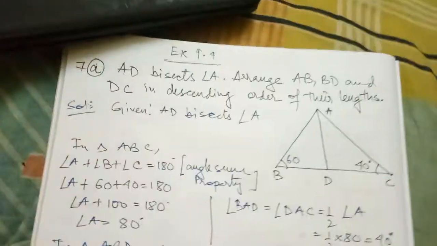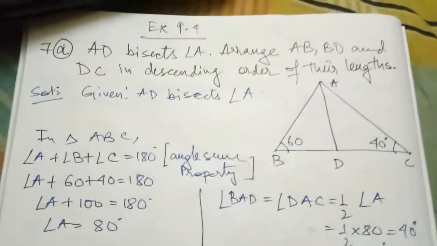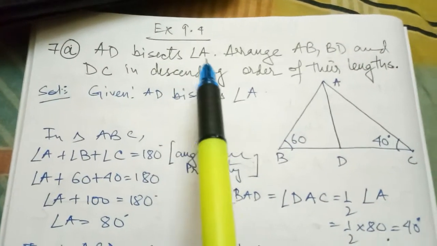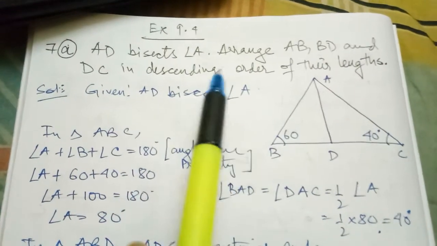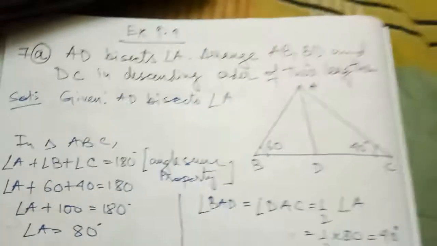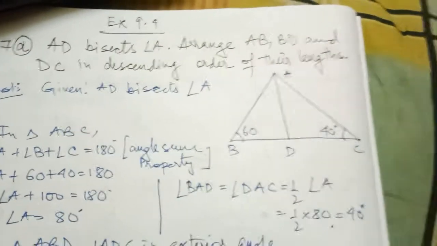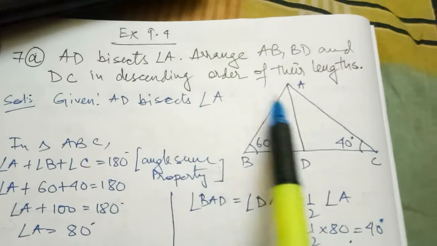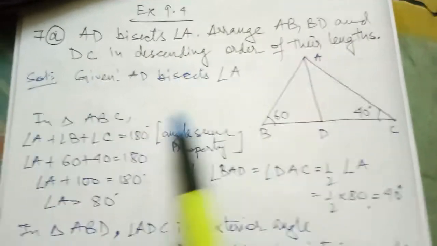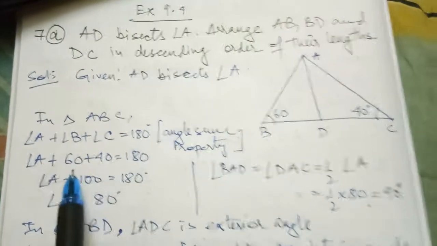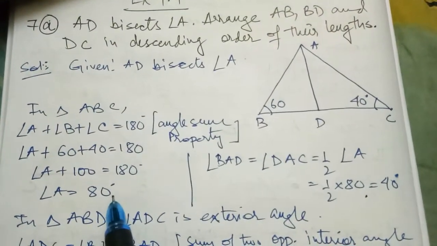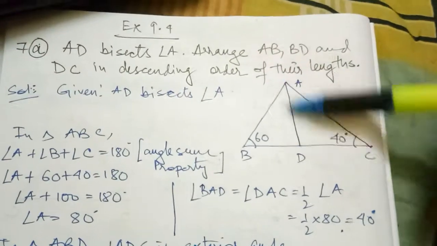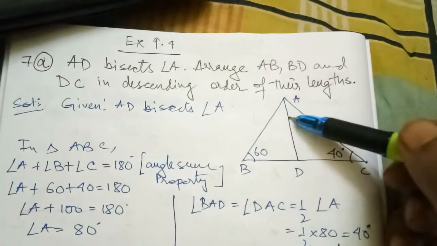See, what is given over here? Exercise 9.4, question 7: AD bisects angle A, and arrange AB, BD and DC in descending order. Descending order means greater than. From here I can say that if it is given bisect, then this angle and this angle will also be equal. Now what have we written? In triangle ABC, I find out the value of angle A with the help of the angle sum property, that is 80 degrees. Now BAD, if it is a bisector, that means this angle and this angle will be equal.